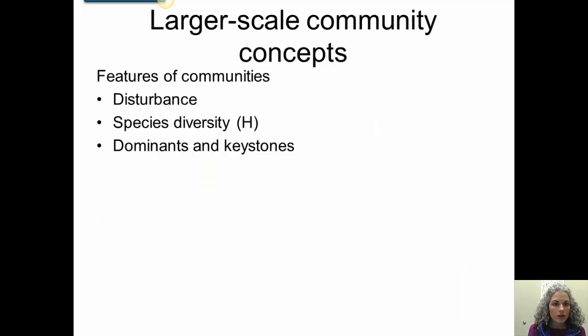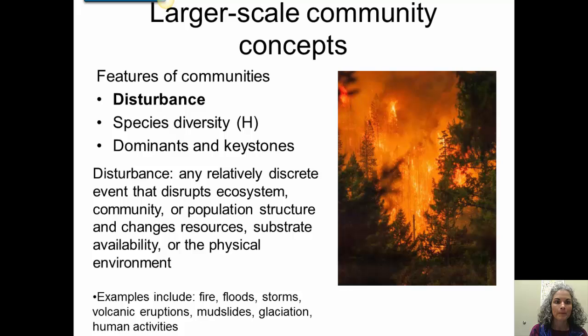Those interspecific interactions that we just looked at involved two species. However, there are other community attributes and features that encompass more of the community, and that includes concepts like disturbance, species diversity, and dominant and keystone species.